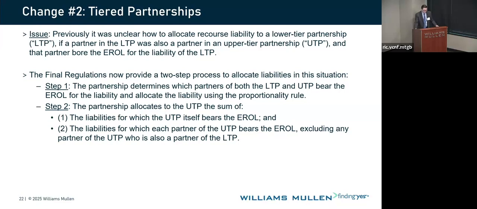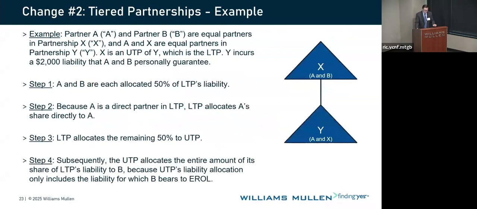So first, the partnership determines which partners of both the lower tier partnership and the upper tier partnership bear the economic risk of loss for the liability. Then the partnership allocates the upper tier partnership's sum of the economic risk of loss to the liabilities for which the upper tier partnership bears the economic risk of loss and the liabilities for which each partner of the upper tier partnership bears the economic risk of loss, excluding if a partner is present in both the upper tier partnership and the lower tier partnership. And I know that's a lot to process, so I have an example here.